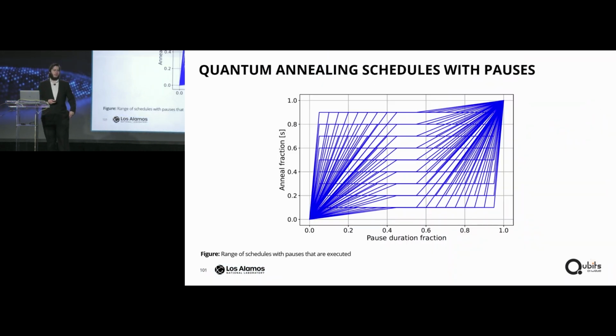Here's the range of anneal schedules with pauses that we tried. Again, here we don't know much about these problems and where exactly the critical point may be. But we know that pausing in general is beneficial for optimization problems. So this is one of the schedule tuning sweeps that we run. Here each blue line is a different anneal schedule. I've just combined these on top of each other.